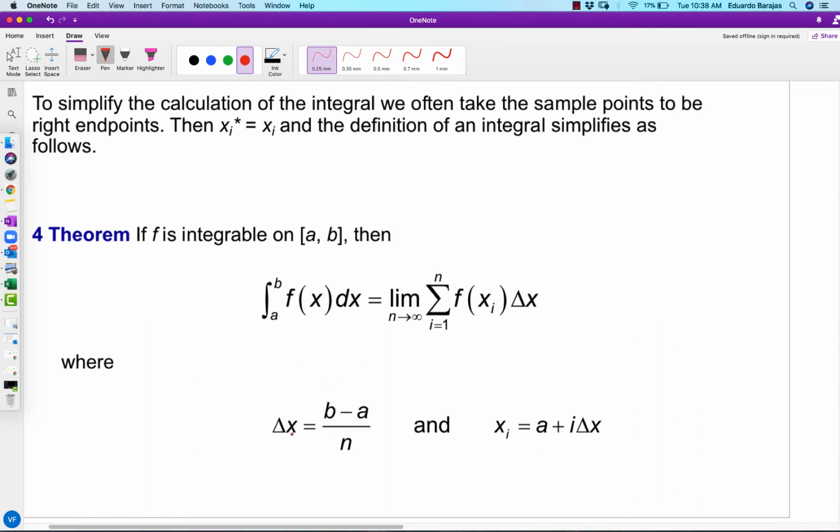And now we keep the same definition for delta x. Delta x is b minus a over n. And now we have a more precise definition for the input values of our function, which represent the heights of our rectangles. Right, we worked with this before.